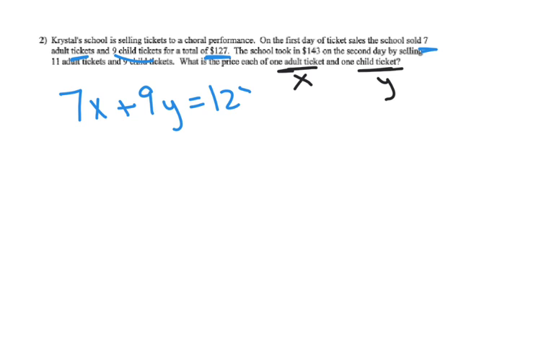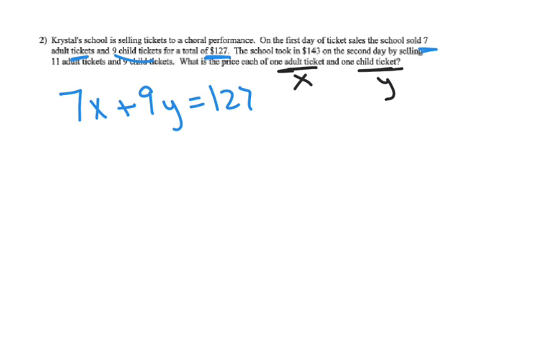So let's look at the questions. The question is the price of an adult ticket, we'll call that X, and the price of a child ticket, we'll call that Y. So let's go back to the second sentence. On the first day, the school sold 7 adult tickets. So 7 times the price of an adult ticket, which is X, plus 9 times Y, which is the price of a child ticket, and the total was $127.